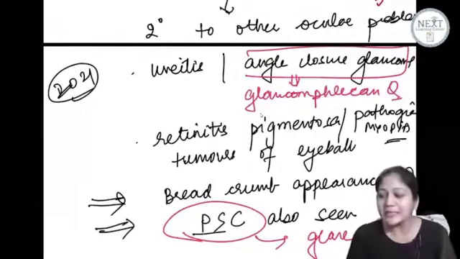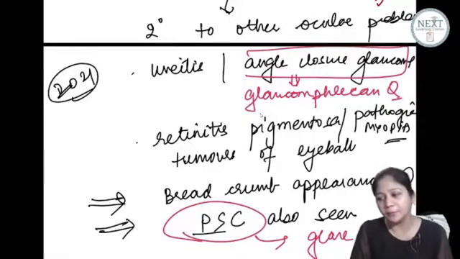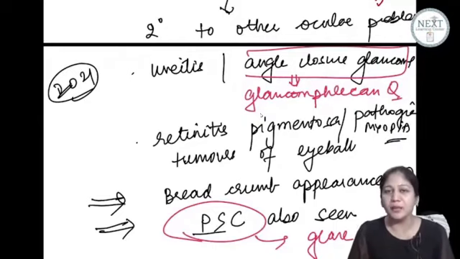Yes, glare at night will be more with macular problems like ARMD. That is also glare, but that is glare during night and it is mainly because of macular pathologies, retinal problems mainly. Okay.